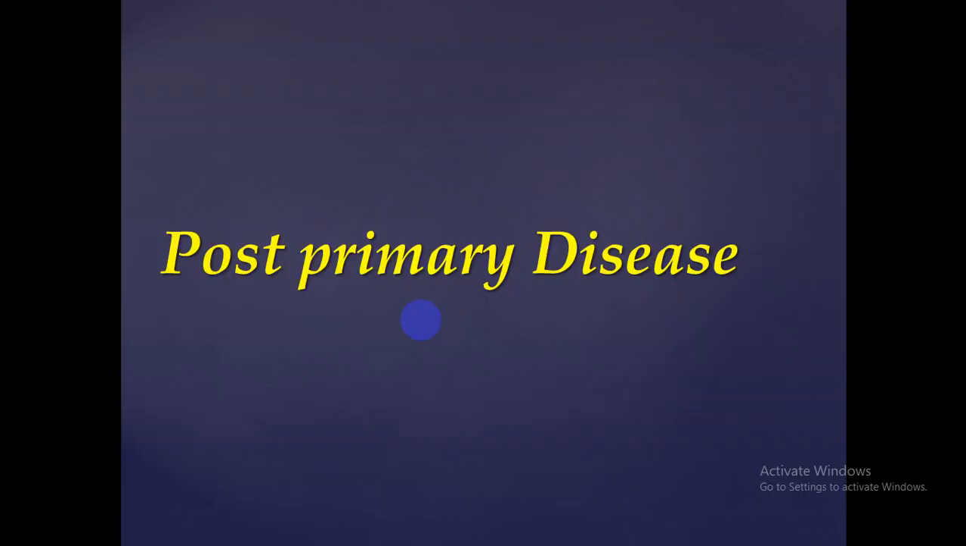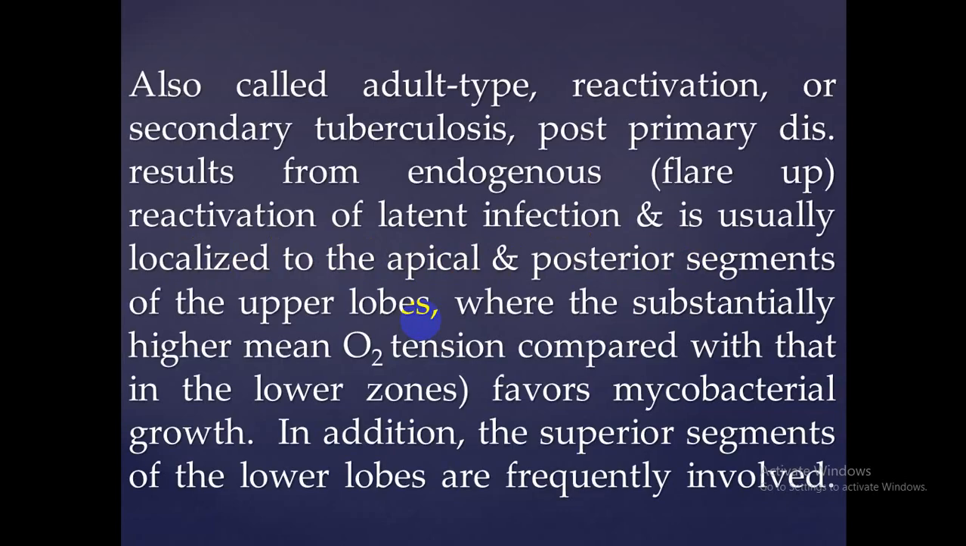So the third type is post-primary, the latent type, also called the adult type, because it occurs as reactivation or secondary infection many years after the primary infection, causing a flare-up of the bacilli activity after the immunity is reduced. The infection mostly occurs in the apical and posterior segments of the upper lobe, where the oxygen tension is high, because as we said, the TB bacilli are aerobic and like high oxygen tension. So the lesion is mostly in the upper lobe of the lung.